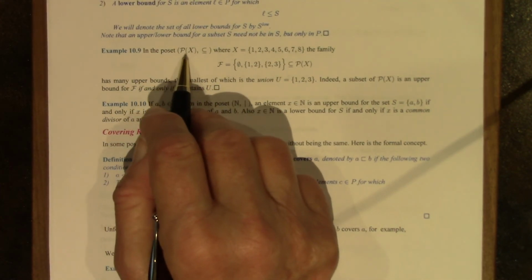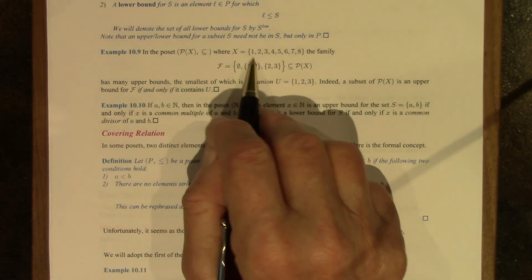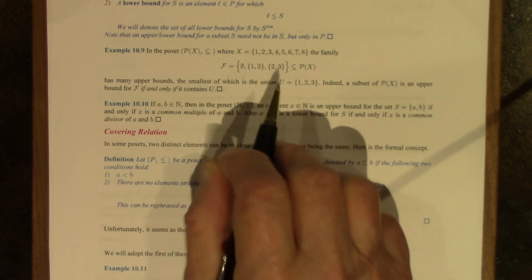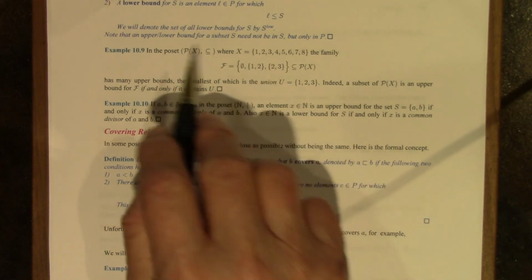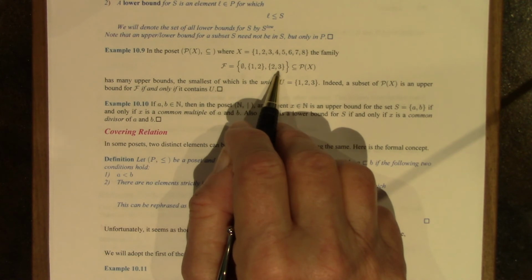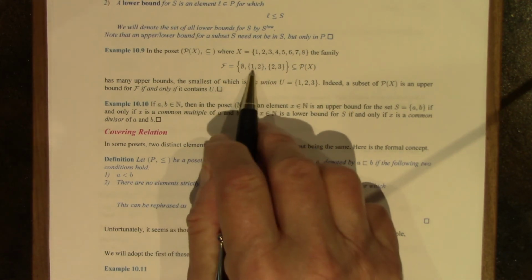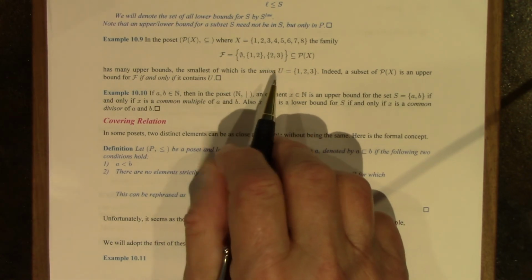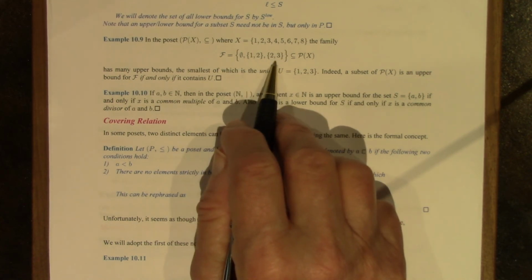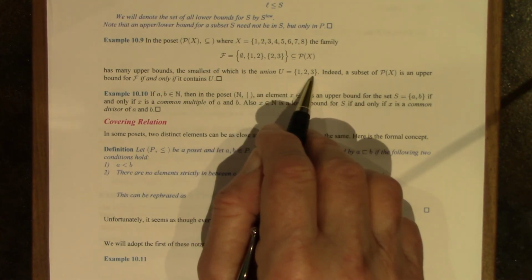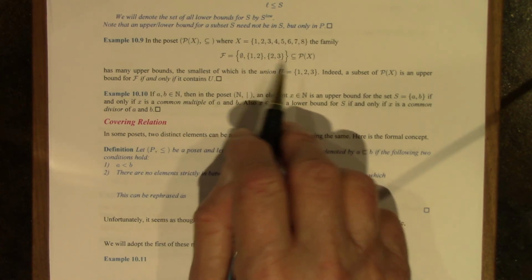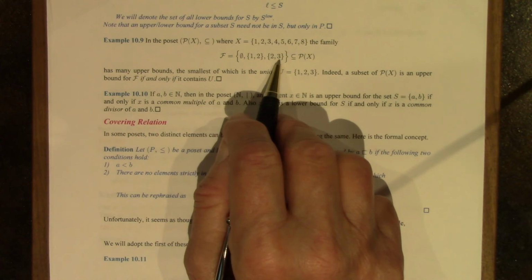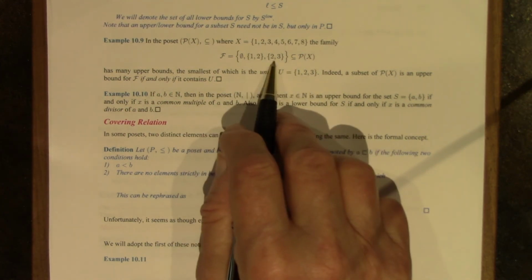Example, in the power set poset under set inclusion, this is the set X. This family, 3 elements of the power set, will have many upper bounds. An upper bound is a subset of X that contains these 3, because containment is the order in this case. The smallest upper bound is then the union of these three, because by definition, that's the smallest set that contains all three of these. And the union is the set 1, 2, 3. In fact, any subset of X, any element of the power set that contains the union will be an upper bound for this family. The most efficient upper bound, the smallest one, is the union itself.